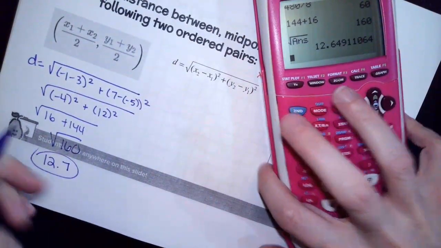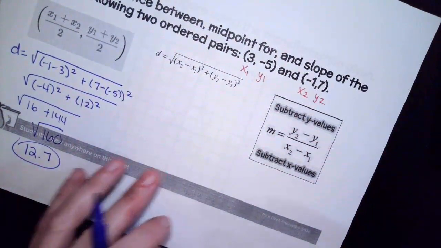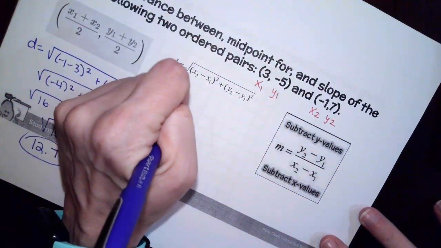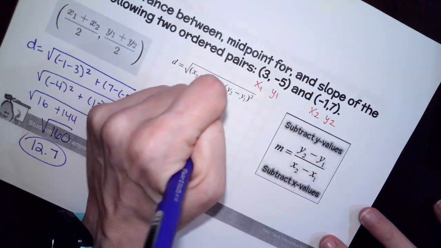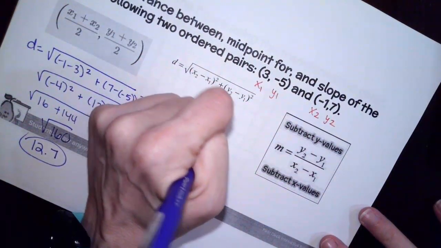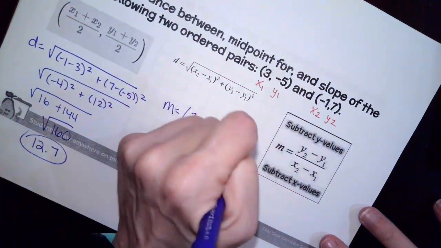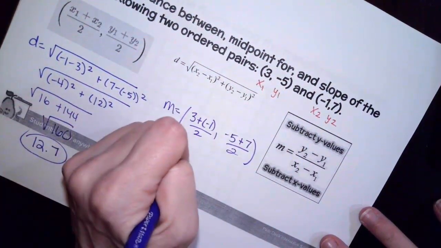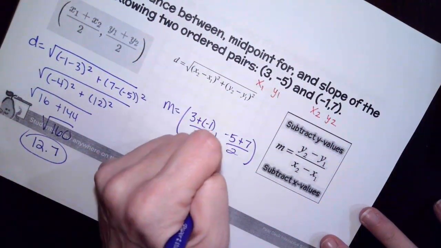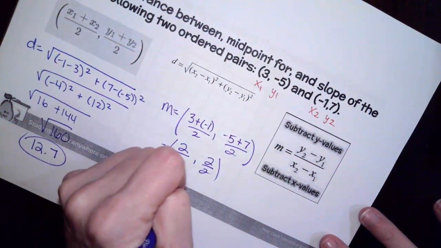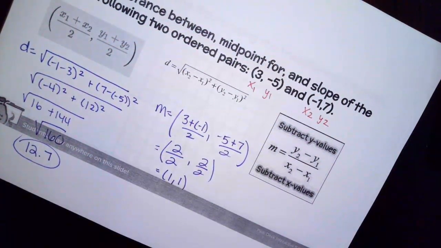Alright, next one. Let's do midpoint. So here's my midpoint, so I have to add up my x's. So 3 plus negative 1 over 2, and negative 5 plus 7 over 2. So that's 2 over 2, 2 over 2. So my midpoint is actually just 1, 1.